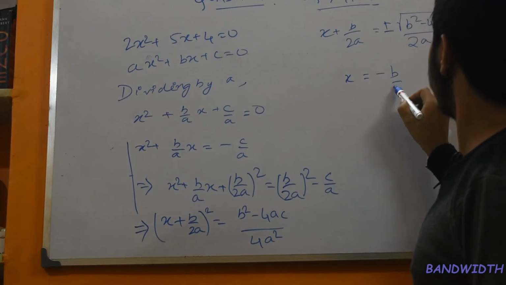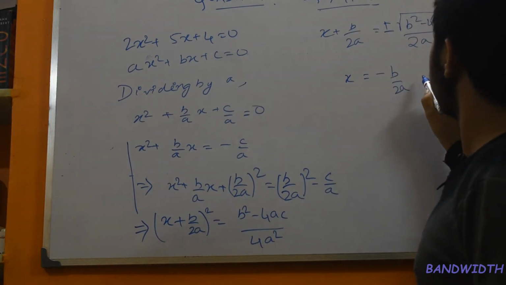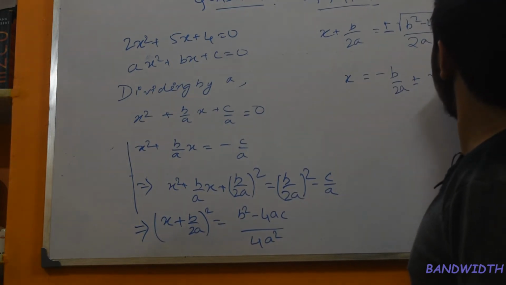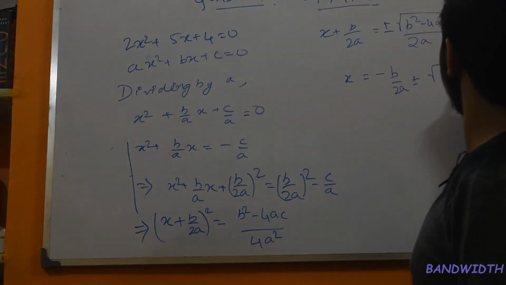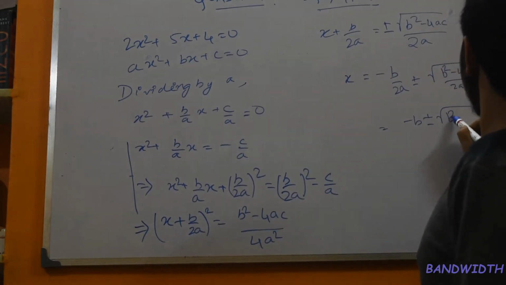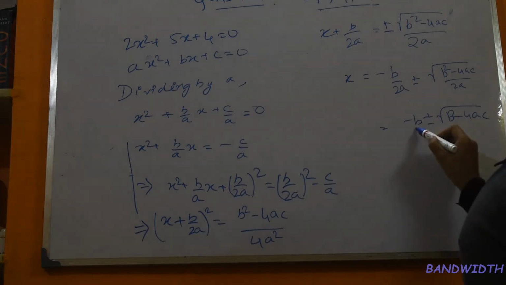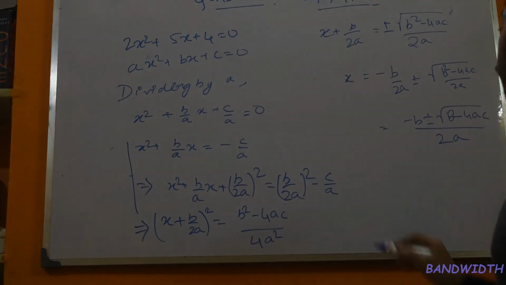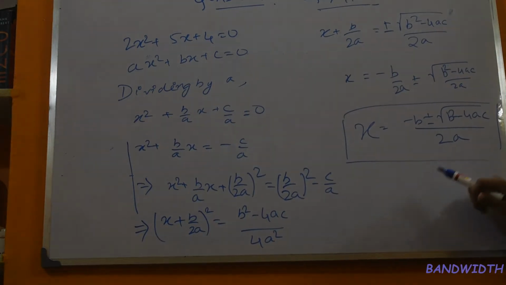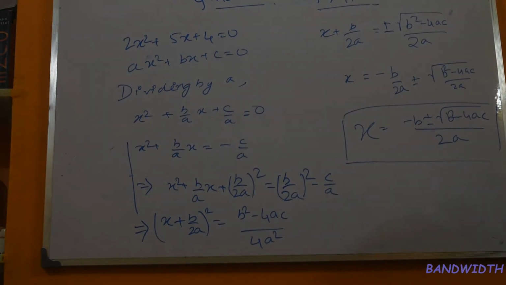minus b by 2a plus minus root over b square minus 4ac by 2a, that is, minus b plus minus root over b square minus 4ac by 2a. Now guys, this is a very important formula. You have to remember this. The derivation was merely an example to show you how to calculate it, but you have to remember this formula.